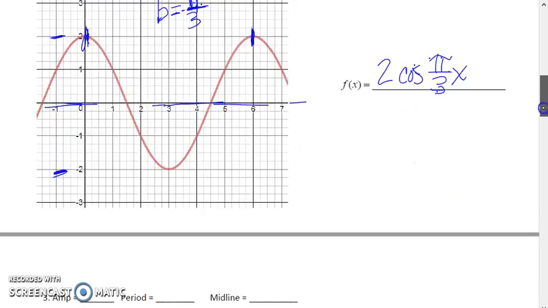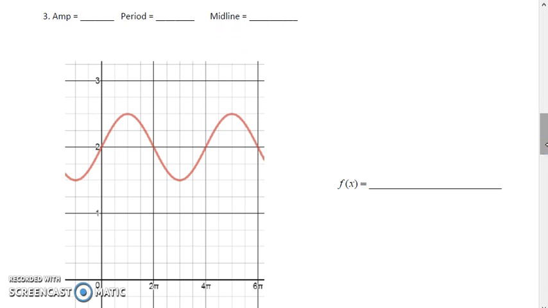Going to number 3. Okay, so let's notice, definitely there's a vertical shift in it.